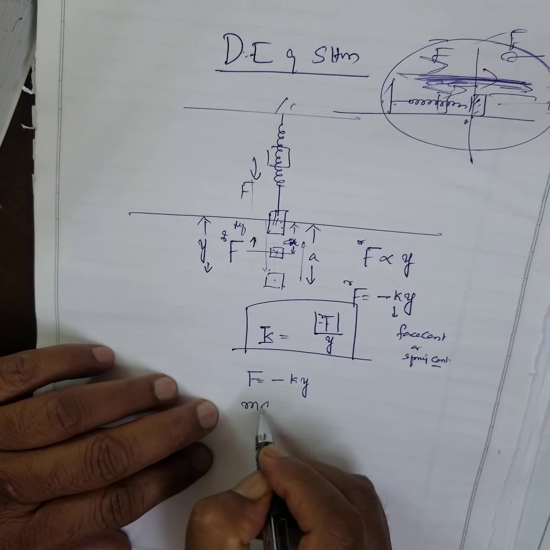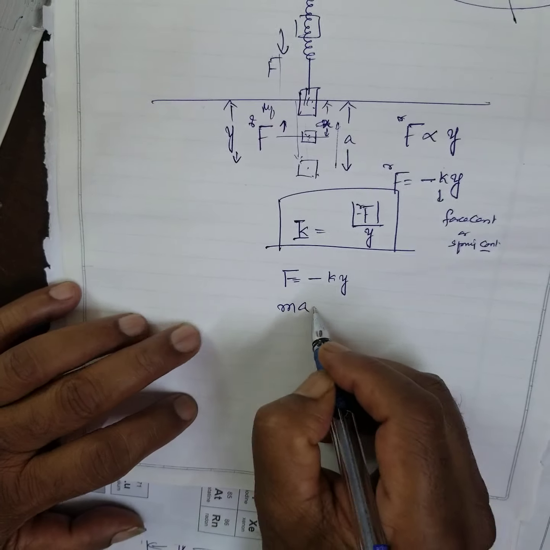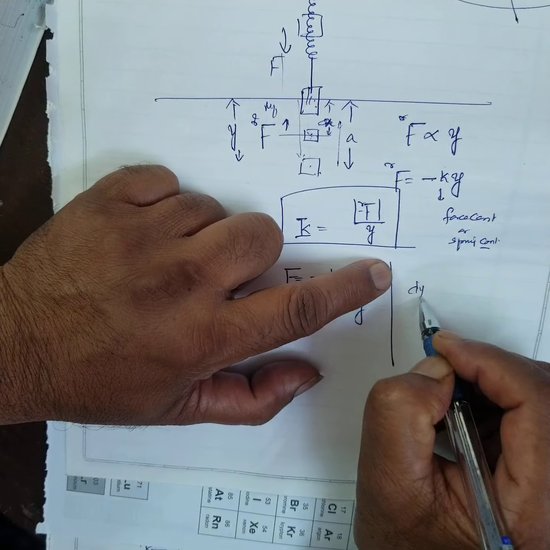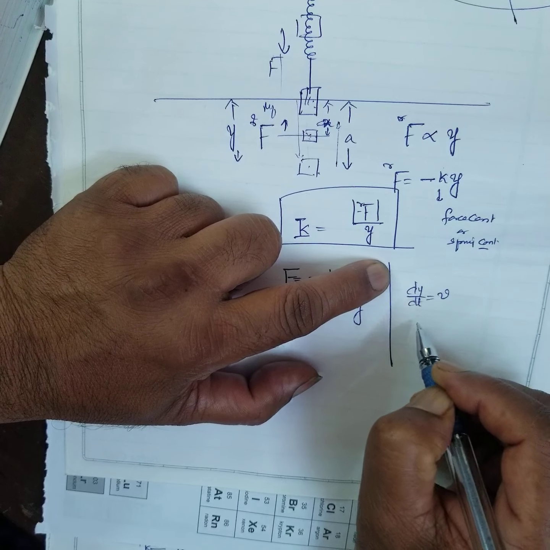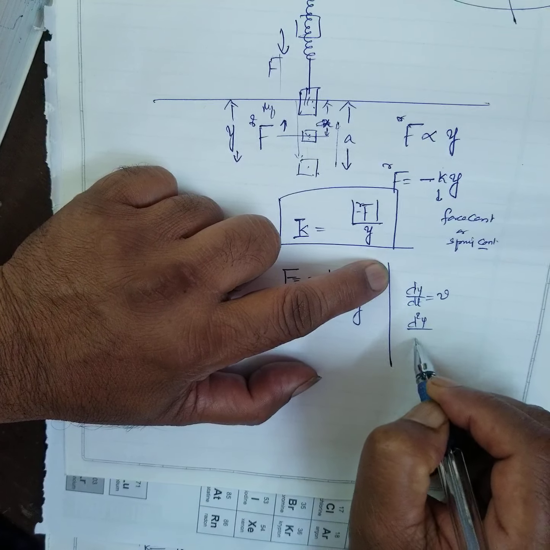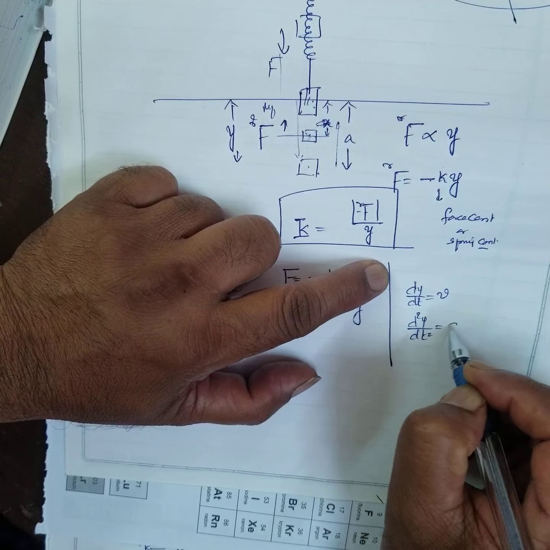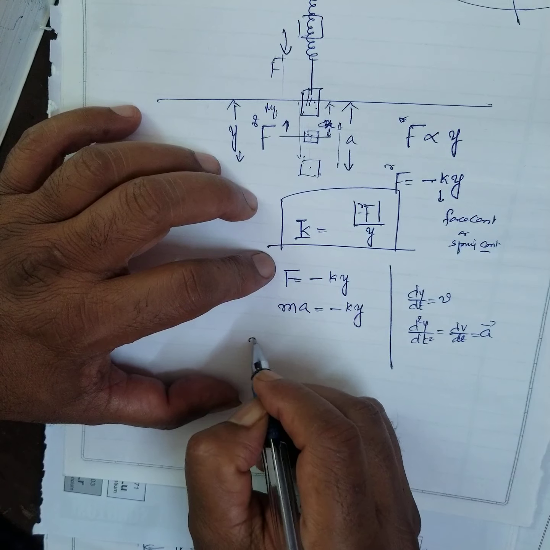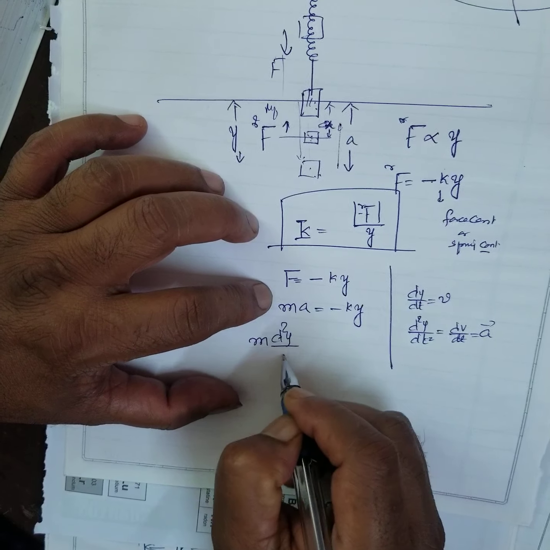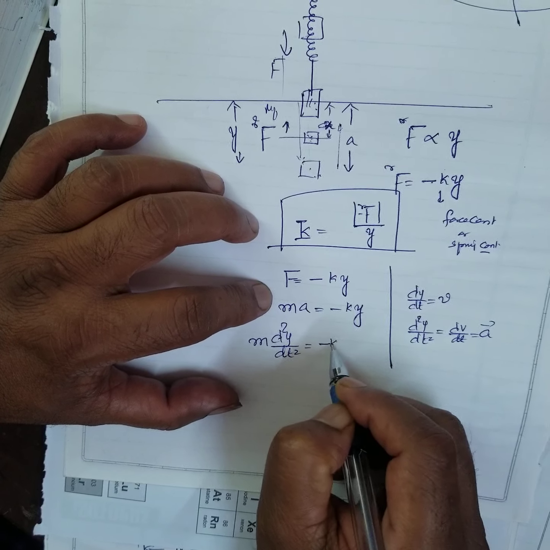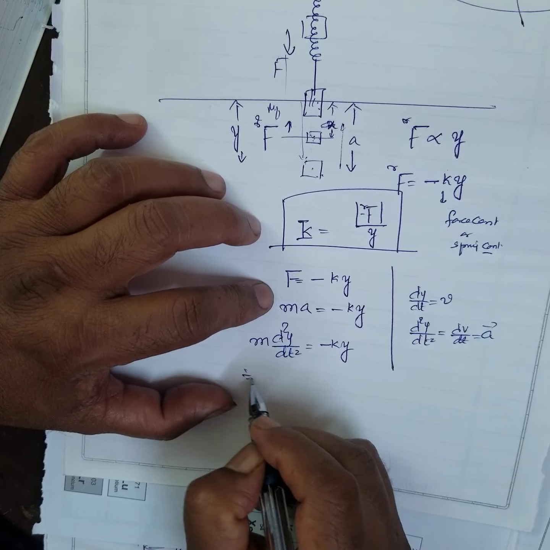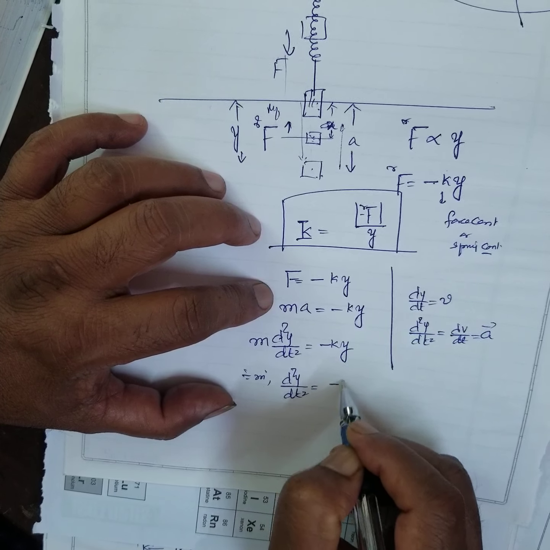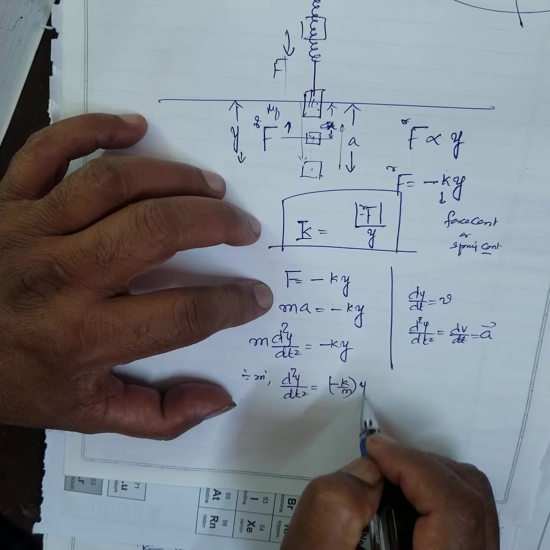Force is mass into acceleration, you know. So mass times acceleration equals minus k y. What is acceleration? dy by dt is equal to velocity, you know. Then d square y by dt square, that is dv by dt, is called acceleration. Therefore m times d square y by dt square is equal to minus k y. Dividing throughout by m, d square y by dt square is equal to minus k by m y.